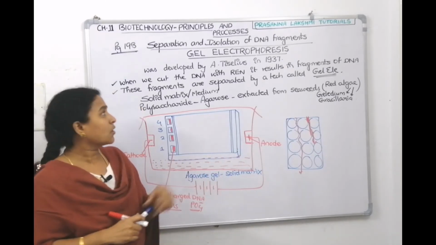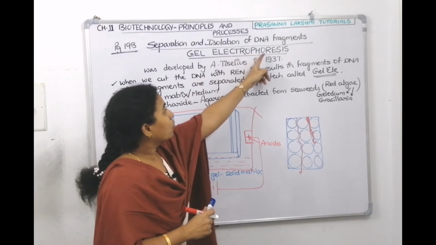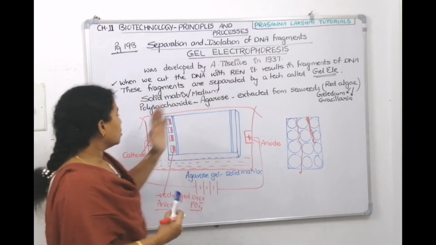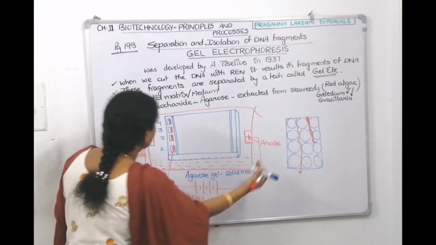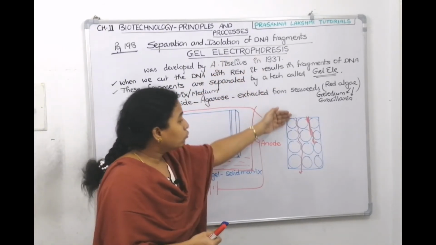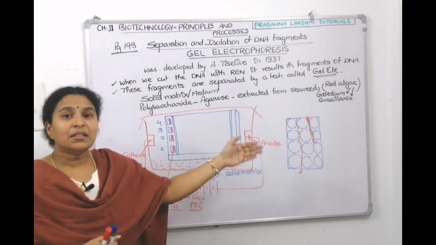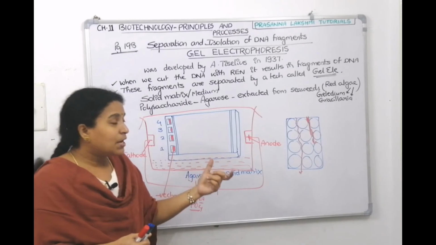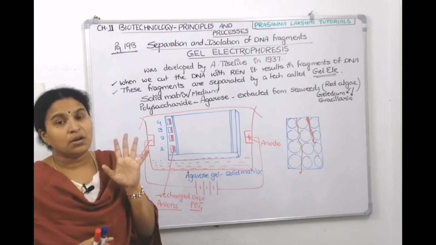So, that is why the technique is called gel electrophoresis. Gel means the solid matrix. Electro, since you have subjected it to an electric field and you are keeping two electrodes. Through the pores, the agar gel is giving pores, it is giving the sieving effect. So, the separation is based on its size only.